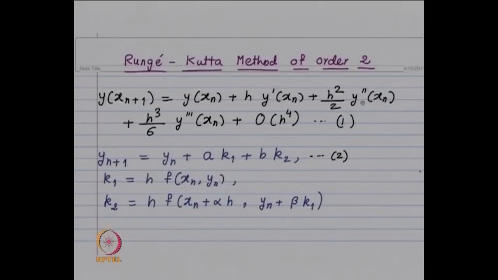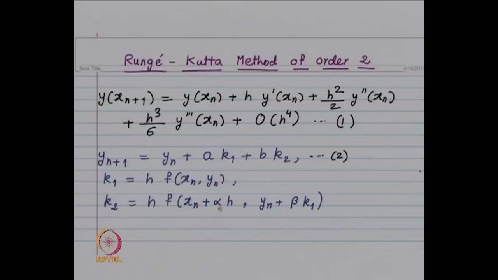So, we try to determine y n plus 1 to be equal to y n plus a k 1 plus b k 2, where k 1 is going to be h times f of x n y n, k 2 is going to be h times f of x n plus alpha h, y n plus beta k 1. So, the constants a, b, alpha and beta, they are at our disposal.